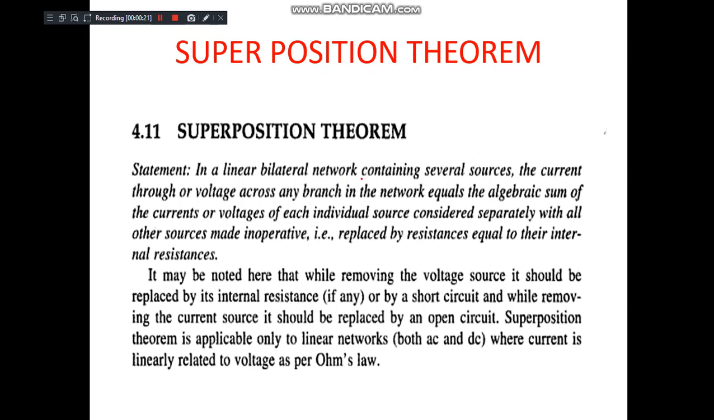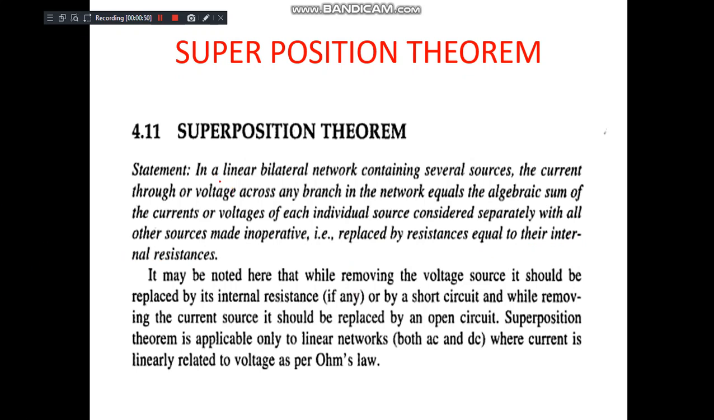In a linear bilateral network containing several sources, the current or voltage across any branch in the network equals the algebraic sum of currents or voltages of each individual source considered separately, with all the other sources made inoperative, that is, replaced by resistance equal to their internal resistance.